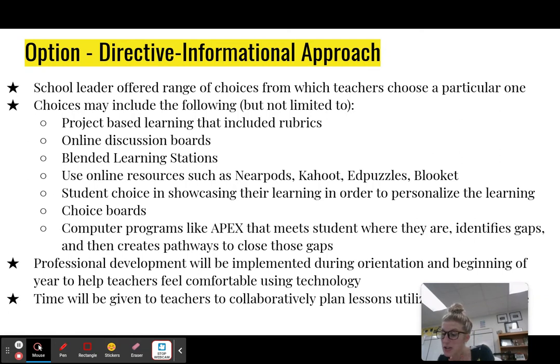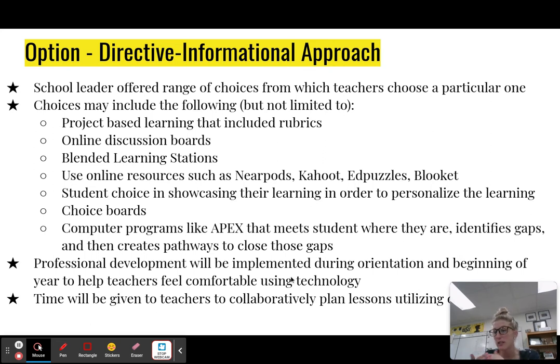So the decision is based on what approaches I was given options for. I'm going to do the directive informational, which is when the school leader offers a range of choices from which teachers choose a particular one. The choices that I will give them, but not limited to, in terms of what they need to put in their lessons are project-based learning, that includes rubrics, online discussion boards, blended learning stations, using online resources like Nearpod, Kahoot, Edpuzzle. There are so many out there. Students need more choice in showcasing their learning, having choice boards, using computer programs like Apex that have a pre-test, and then they identify the gaps and give problems, concepts and videos to help fill those gaps. Those are also individualized to student learning and meet their needs.